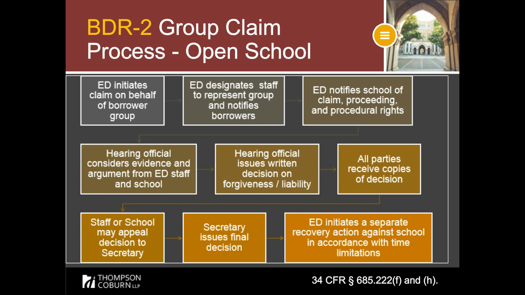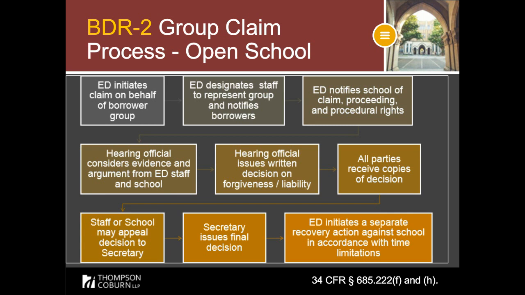So the department on its own can initiate on behalf of a borrower group a claim process, and they designate a staffer, so that's probably going to be someone in the general counsel's office, an attorney or someone on their side to represent them, and they notify the borrowers. The department then notifies the school of the claim and the proceeding and its procedural rights. A hearing official, in this case likely an administrative law judge, considers the evidence and argument from the department and the school, and then the hearing official issues a written decision.